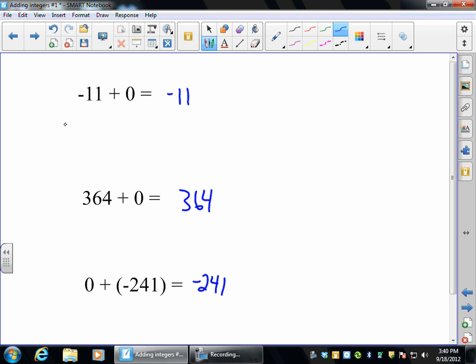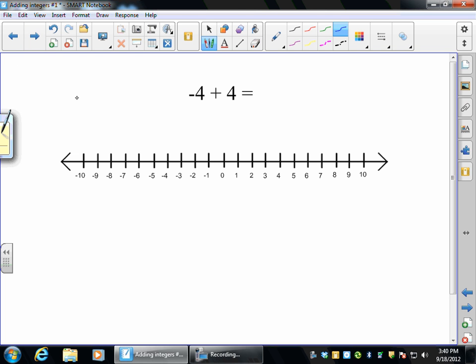So hopefully we got all those. Those should be very easy. Like I said, we're going to go really slow at the beginning because we want to make sure everybody gets all of these rules down and doesn't get them confused with each other.